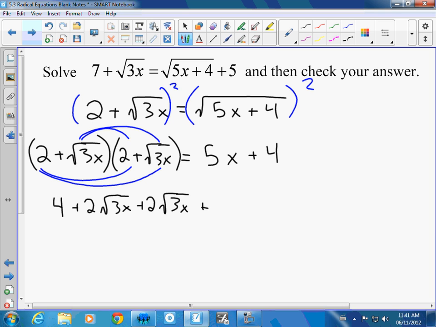3x, root of 3x times root of 3x. 3x, right? It's basically taking root of 3x and squaring it, isn't it? So what's root of 3x times root of 3x? 3x. Okay, what's left over on this side? Okay.